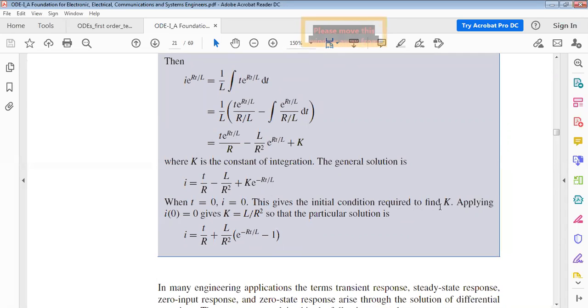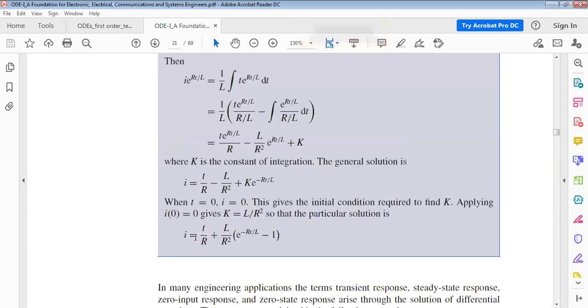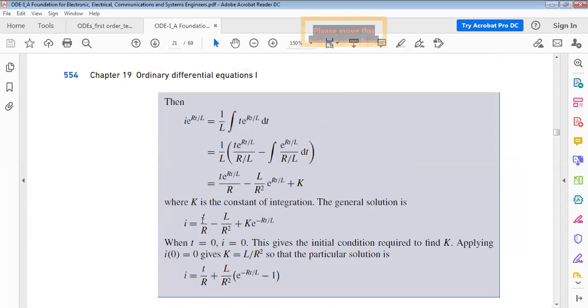The initial value gives us k. Applying I equals 0 and t equals 0 gives k, since e to the power 0 equals 1. This is why k equals L by R squared. Putting k equals L by R squared in this solution, we get the particular solution of the given differential equation of the circuit. Understand this? I hope everybody can do this and practice at home.